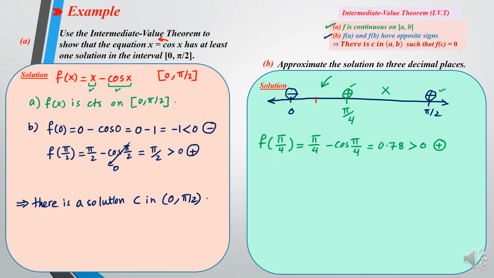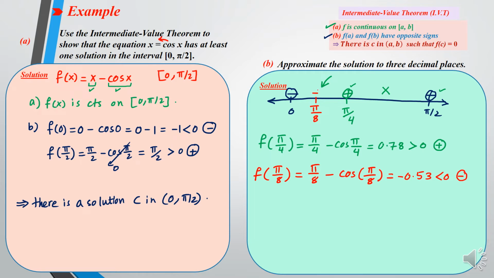So you have to repeat the idea, and you have to find the midpoint between 0 and pi over 4 by adding the endpoints and dividing by 2, and you will get pi over 8. Then you have to find f of pi over 8, and you will get pi over 8 minus cosine pi over 8, and you have to use a calculator to find it, and it's equal to negative 0.53, which is less than 0, so it is negative.